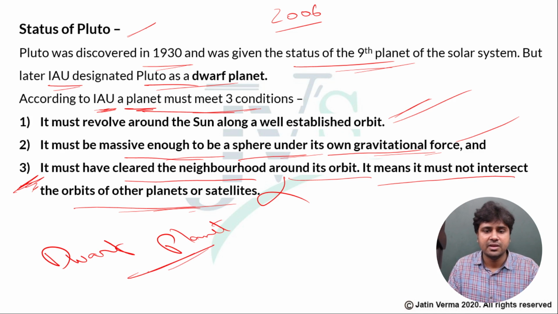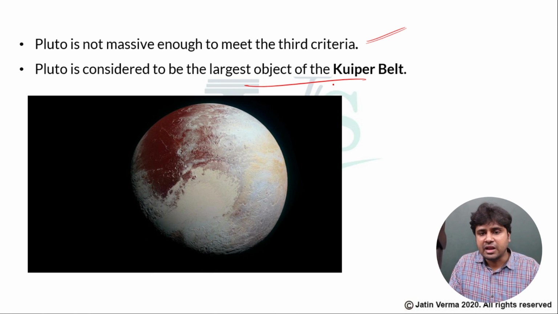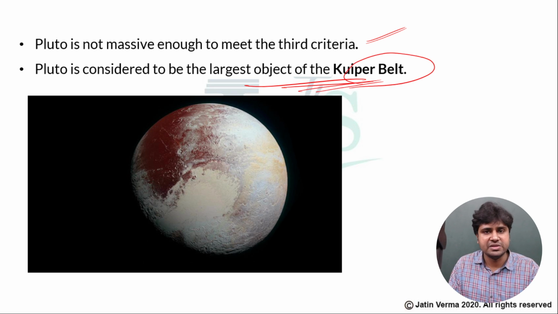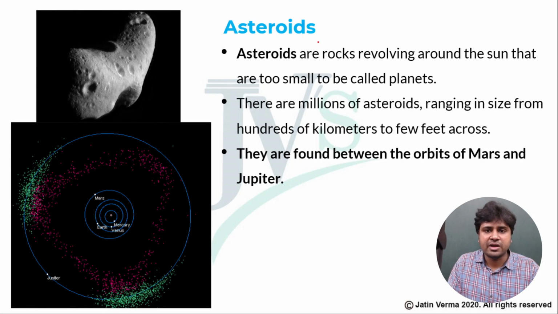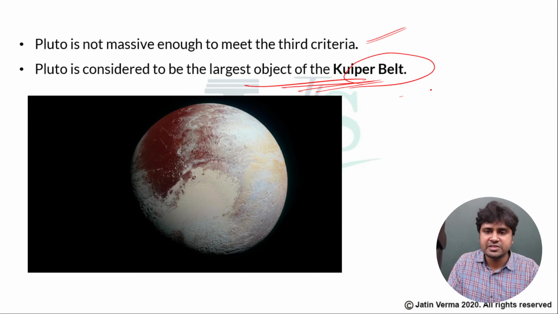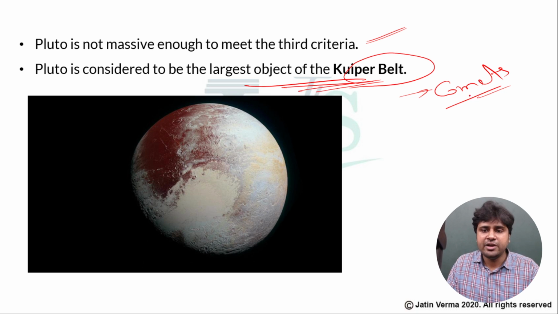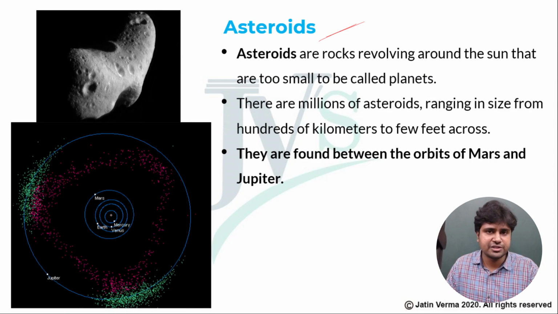Clear, right? Now, Pluto is not massive enough to meet the third condition. And Pluto is considered to be the largest object of the Kuiper Belt. So what is the Kuiper Belt? We'll discuss it now. Okay, first let us discuss what asteroids are and then we'll discuss the Kuiper Belt. We will discuss the Kuiper Belt when we discuss comets. We have to discuss comets also, right? So right now, let us just continue with our discussion. Clear?